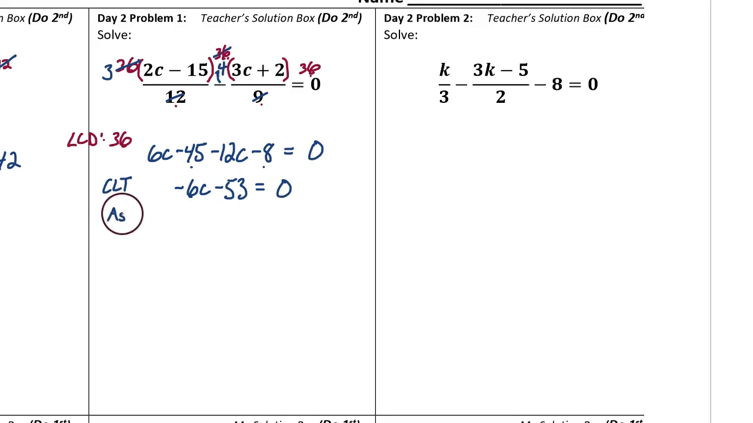Now add 53 to both sides. We get negative 6c equals 53. And then divide by negative 6. We get c equals negative 53 over 6.